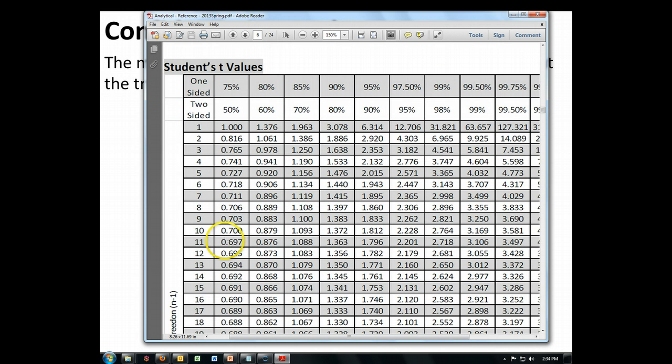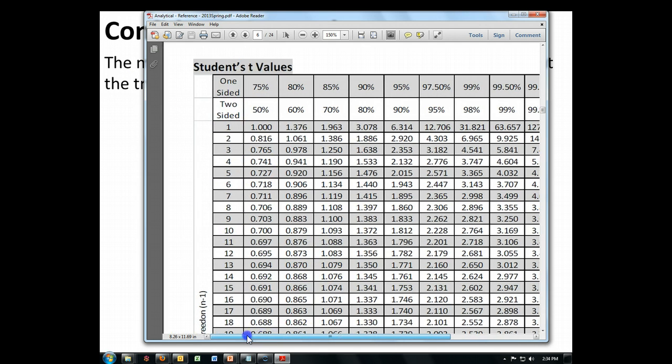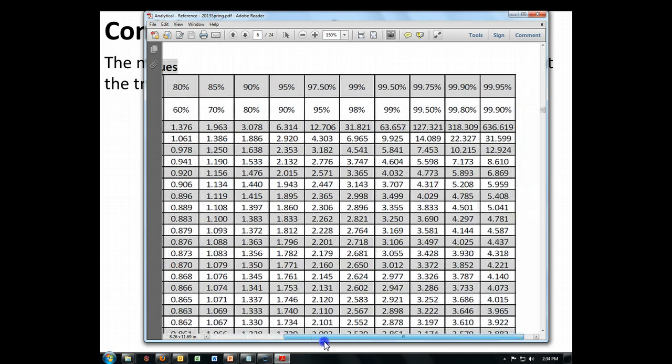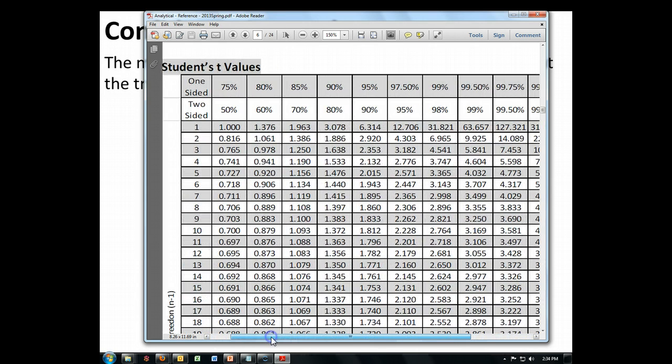Now we get our t-value by actually looking down further in our book at our Student's t-table values. Now notice that we have a one-sided t-table and we have a two-sided t-table. Now what we really want to be using is the two-sided under almost all circumstances, because we're saying that error is random, and so we're equally likely to be high or low.